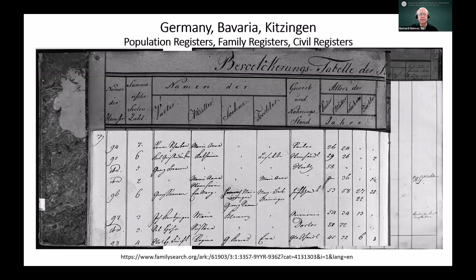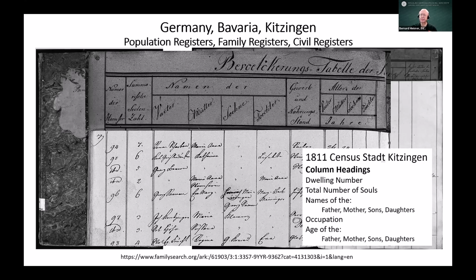If we zoom in, we can see the name of the father, the name of the mother, the names, plural if there's more than one, of the sons, the names of the daughters, the occupations, and the ages, which can get you back to where you could find some birth records. So it shows the dwelling number, total number of souls, names of the father, mother, all the sons, all the daughters, the occupation, typically just of the parents, and the ages of the father, the mother, the sons, and daughters.